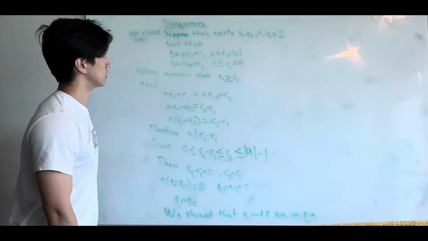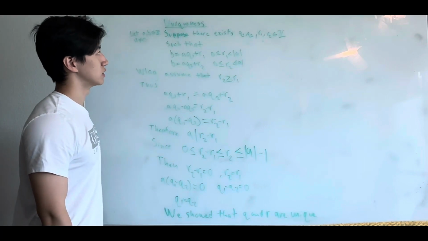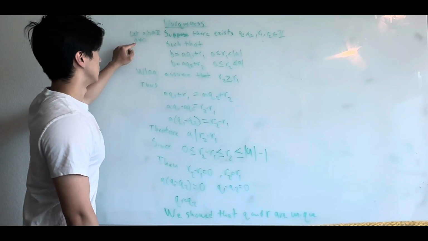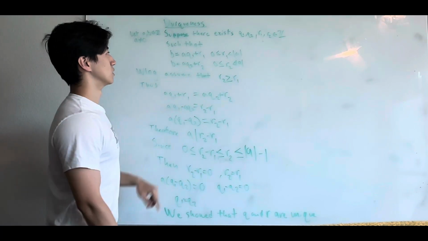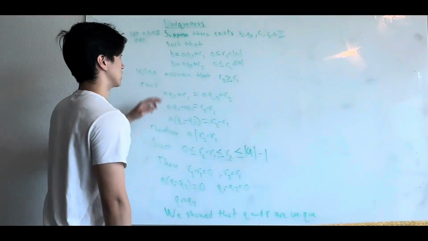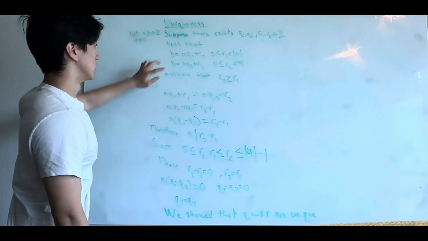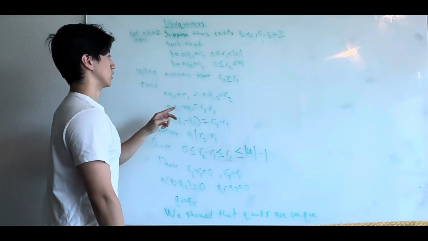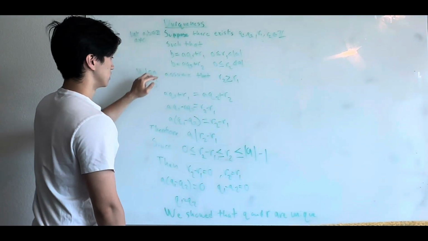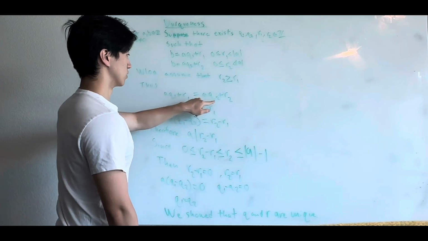So now that we have shown existence, we're going to show uniqueness of q and r. Let a and b be integers, and a is not equal to 0. Suppose that there exist integers q1, q2, r1, r2 such that these conditions are fulfilled. And then without loss of generality, we're going to assume that r2 is greater than or equal to r1. And then from these conditions above, we can set these two equal to each other.